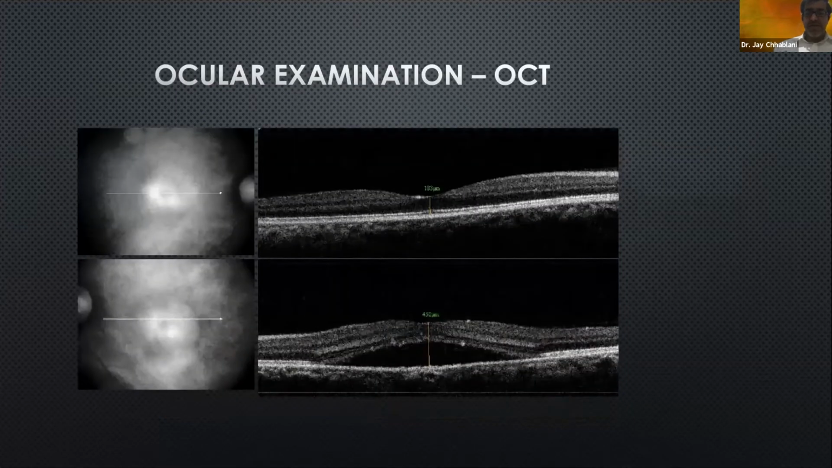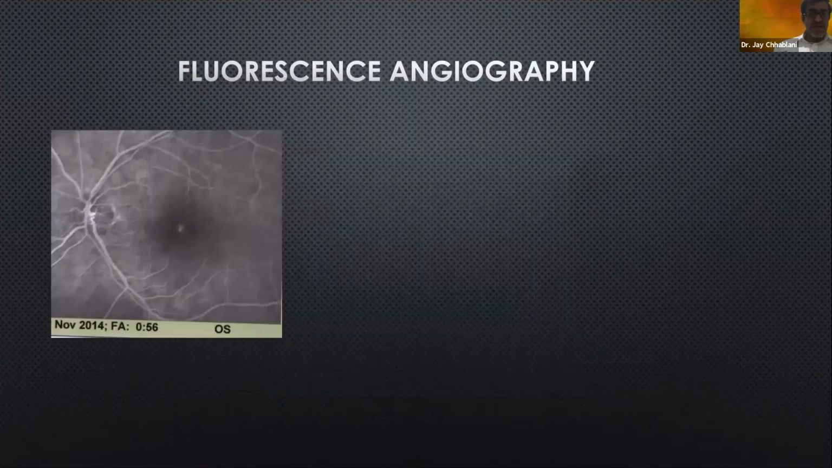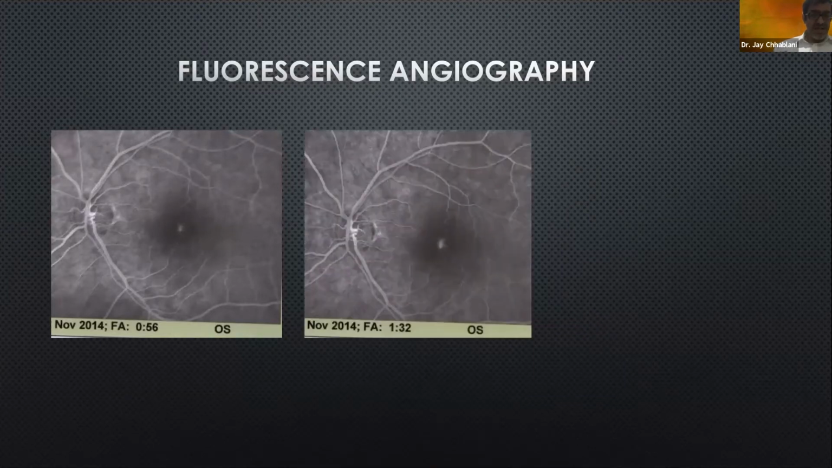So this is the OCT scan. The right eye has no fluid, the left eye has subfoveal subretinal fluid, which is definitely the cause for his vision change. So we got his fluorescein using Navilas in those days in 2014, where you can see that the leakage is right in the center.